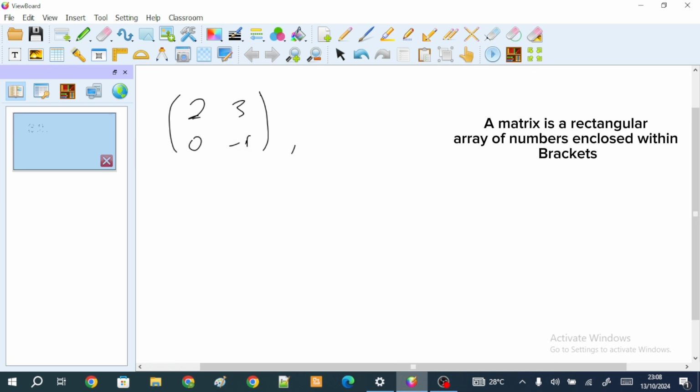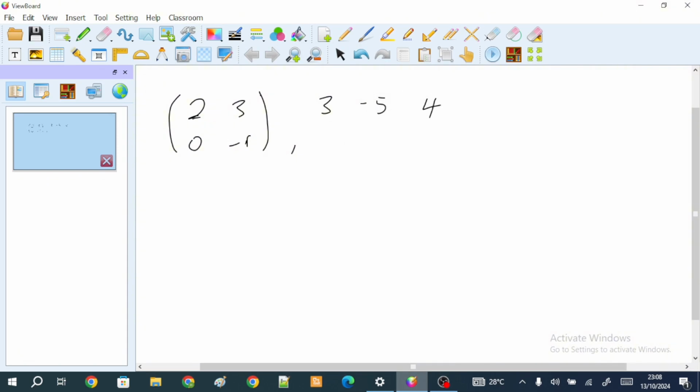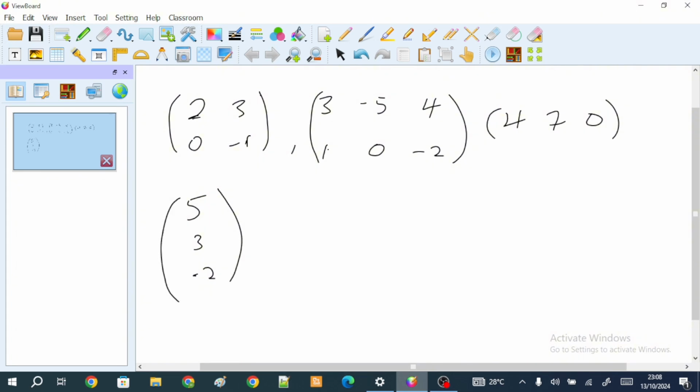Okay, so if we have 3, -5, 4, 1, 0, -2, this is also a matrix. 4, 7, 0, this is also a matrix. 5, 3, -2, this is also a matrix. So a matrix is a rectangular arrangement of numbers which are enclosed within brackets.